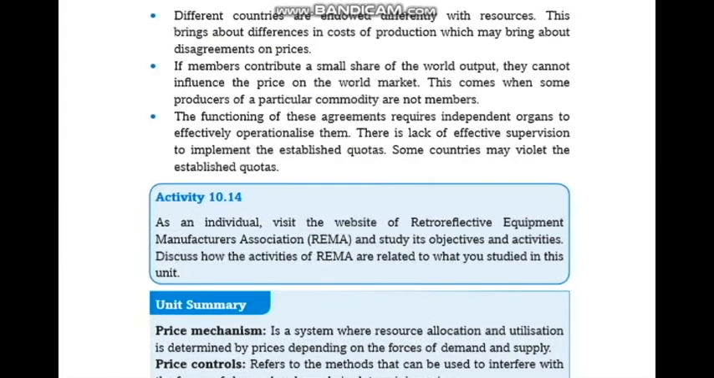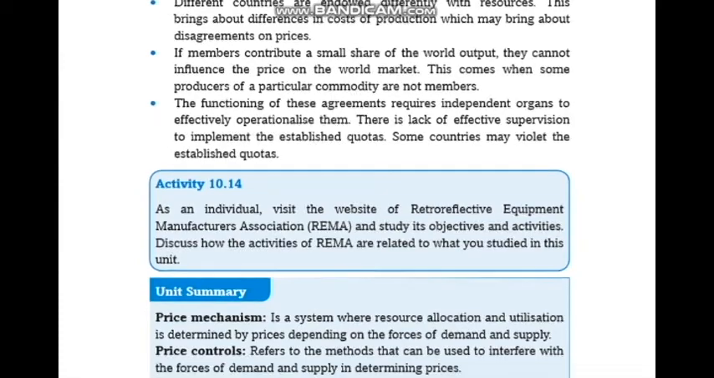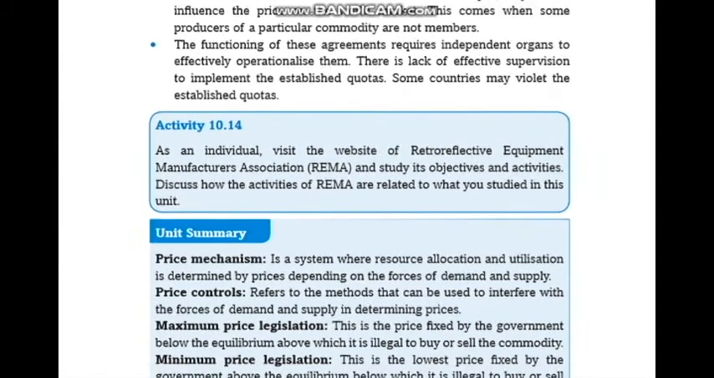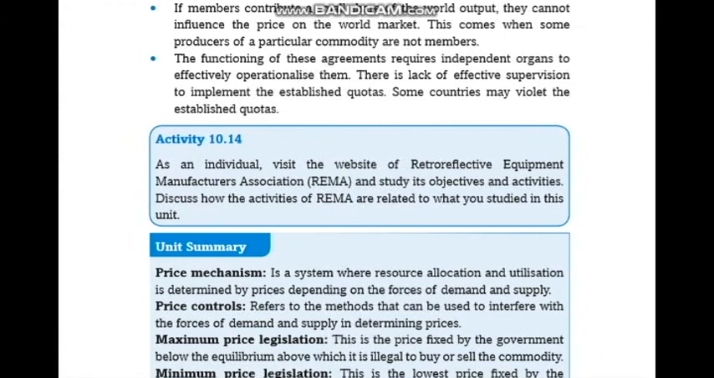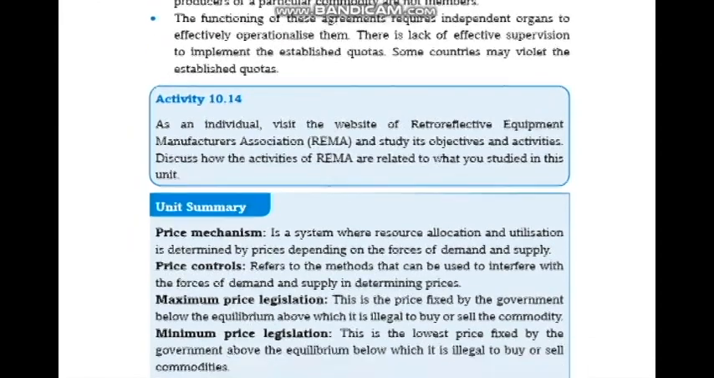If members contribute a small share of the world output, they cannot influence the price on the world market. The functioning of these agreements requires independent organs to effectively operationalize them. There is a lack of effective supervision to implement the established quotas. Some countries may violate the established quotas.